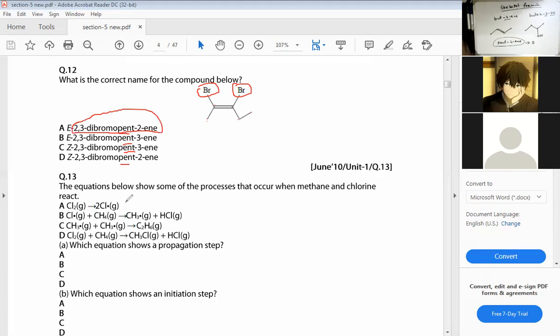Okay. And now whether it is E or Z, that is a different case. We'll learn in geometric isomer. Okay, so this compound is 2,3-dibromopentene. Right.